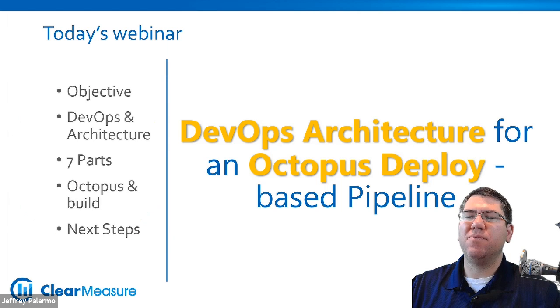All right, so our webinar is organized like this. We're going to talk through the objectives that we're all trying to accomplish, talk about DevOps in general and the architecture parts of it. We're going to go through the 7 key parts of any DevOps environment, regardless of any tools that you're using. Then we're going to talk about how Octopus Deploy fits in and how it really hangs off of what you do in your build process. And then we'll talk about next steps for how you can make sure to have a successful Octopus Deploy and DevOps implementation.